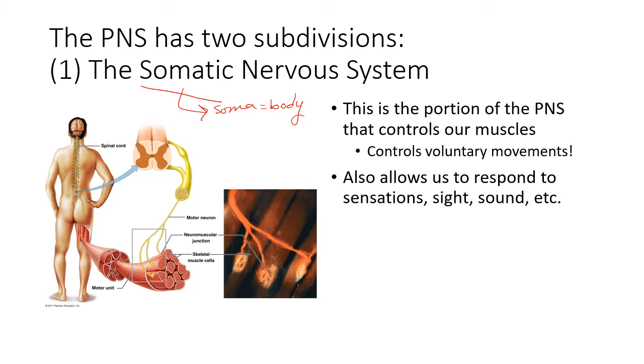So this is what's controlling our voluntary movements, like making decisions to walk, to lift weights, to take notes, any type of muscle movement. The somatic nervous system does also allow us to respond to sensations and sight and sound, etc. But largely all of these are under our voluntary control.